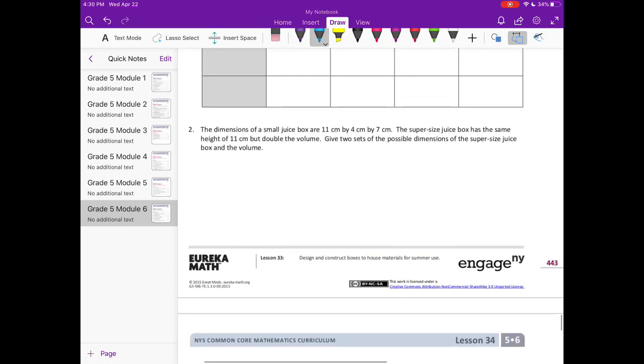Number 2, the dimensions of a small juice box are 11 centimeters by 4 centimeters by 7 centimeters. So the small juice box is 11 by 4 by 7. The supersized juice box has the same height of 11 centimeters, but double the volume. Give two sets of the possible dimensions of a supersized juice box and the volume.